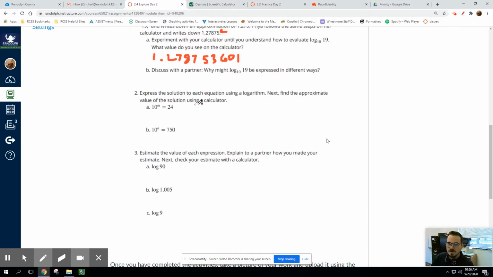Number 2 underneath there, it says express the solution to each equation using a logarithm, and then next find the approximate value of the solution using a calculator. So this goes back to around the world. So that's going to end up being log base 10 of 24 equals m.